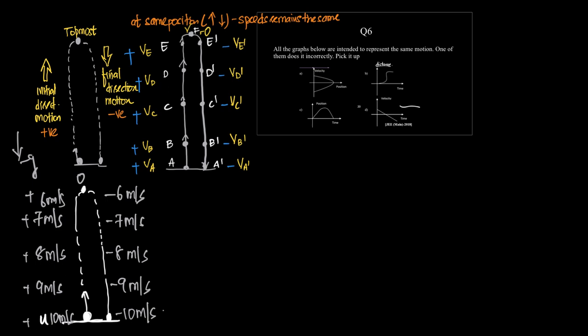So the corresponding positions, I'll take the same positions again, which is at position A, at position B, C, D, E, and F. This is E dash, this is D dash, this is C dash, this is B dash, and A dash. Okay.